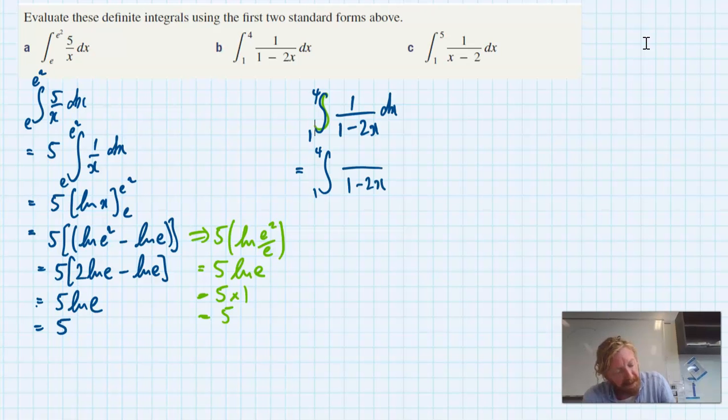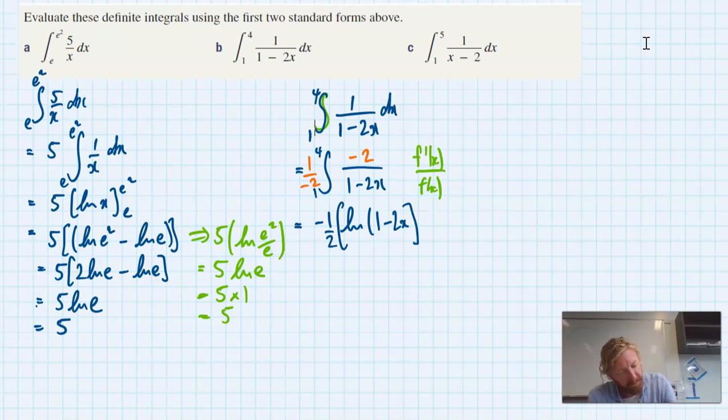something on 1 minus 2x, and this is where I do my little magic. I put a minus 2 there, and how do I cancel that out? Well, I need that. Then it's the same thing. Now we're in the form f dash x on f x. So I can go straight to my answer now. Minus a half ln 1 minus 2x from 4 to 1.